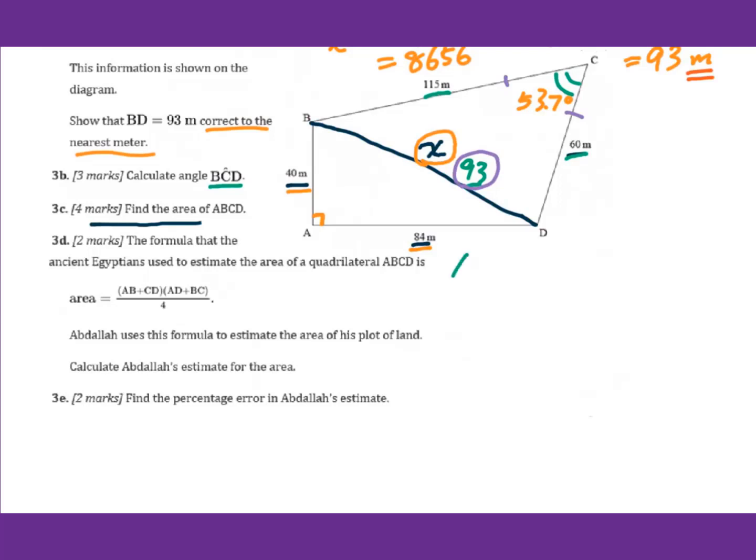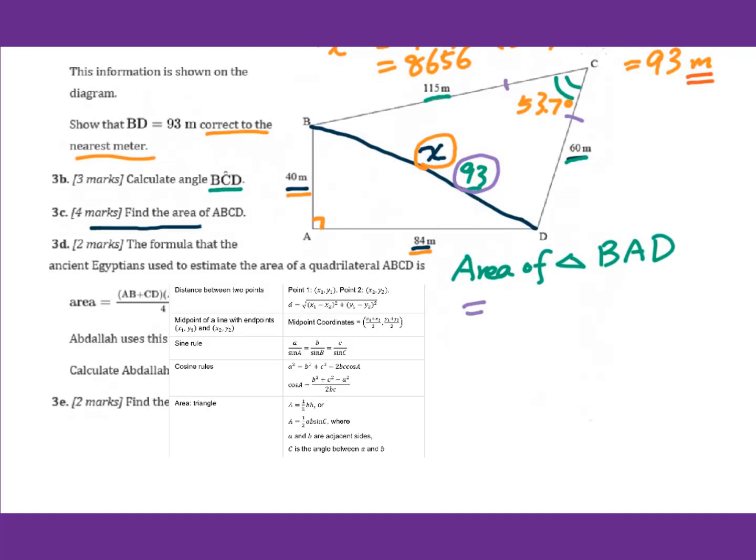For the area of triangle BAD equals, since this is a right triangle, you can use 1/2 base times height, or you can use 1/2 AB sine C. That is 1/2 times 84 times 40, then the sine 90 degrees. Sine 90 equals 1. So it's still 1/2 base times height, the same thing. So we put into calculator, you will get 1680.